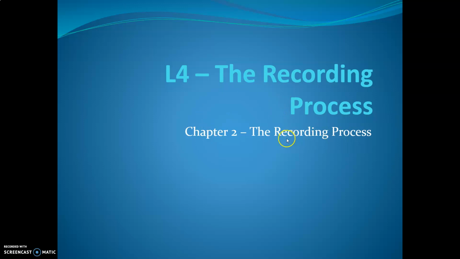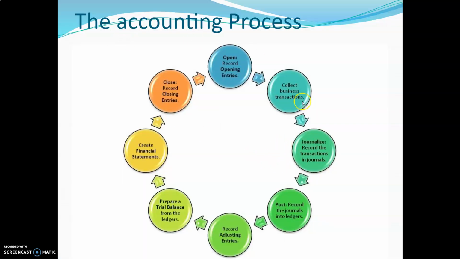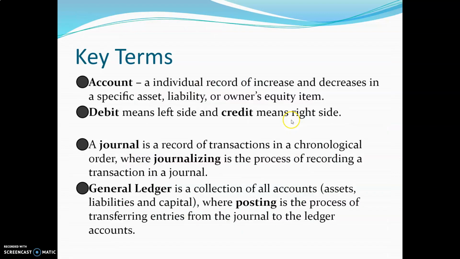Specifically, we're looking at the recording process in this set. So once again, here is the cycle. Let's start off with some key terms. An account is an individual record of increases and decreases in a specific asset, liability, or owner's equity. And this should not be something unfamiliar at this point. These are all things which are ingrained in the fundamental accounting equation. Assets are equal to liabilities plus owner's equity.